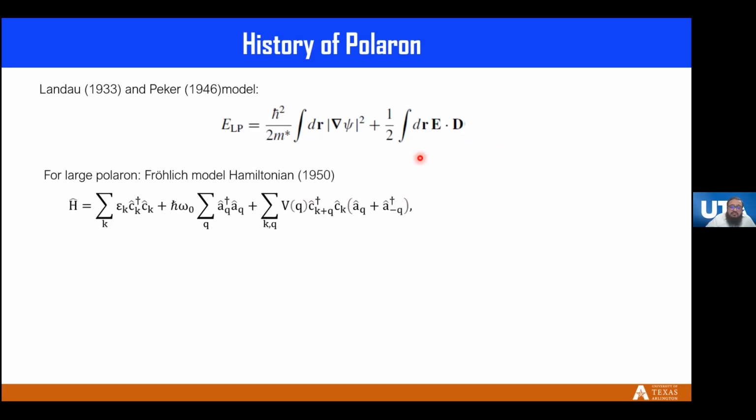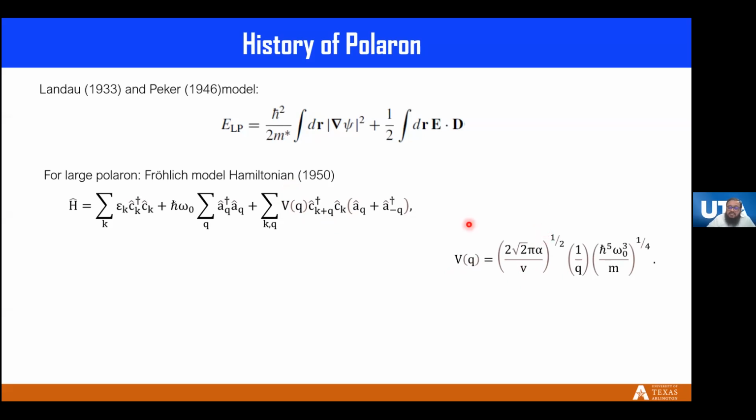Fröhlich, on the other hand, based on the Bloch equation, applied second quantization to write the Hamiltonian for the polaron, where the first summation is the contribution from the particles, electrons or holes. The second one is from the phonon, and this is a linear coupling term between the particle and the phonon, electron or holes and the phonon. The V term, which is the coupling and signifies the strength of the coupling, is taken as a long-range average within a certain volume V.